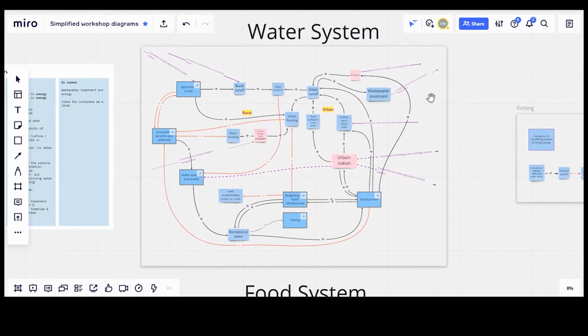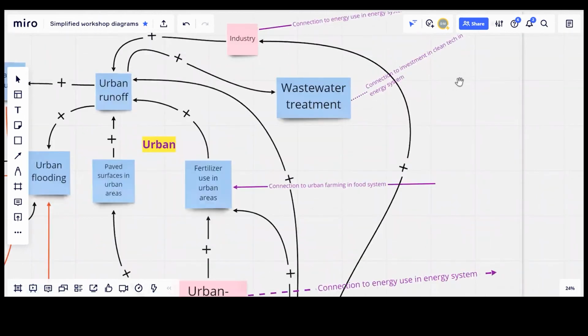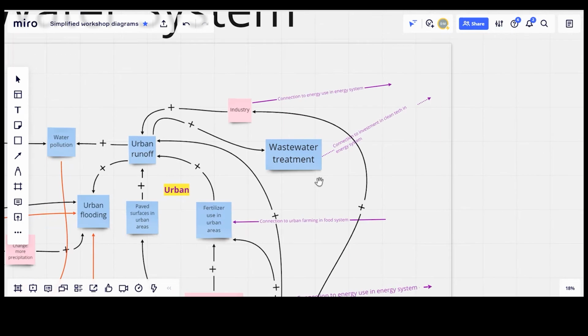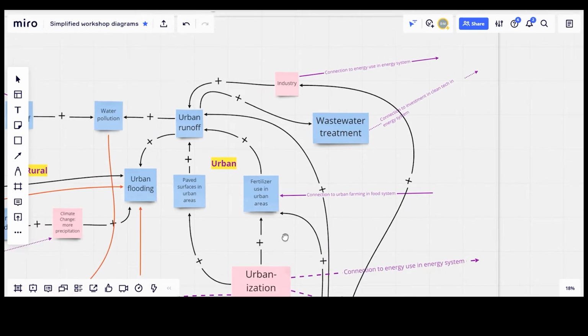The connection from investment in clean technologies in the energy system to wastewater treatment presents opportunities for water treatment innovation, since conventional treatment is so energy intensive. Wastewater treatment can also create high-quality fertilizers for use in the food system.